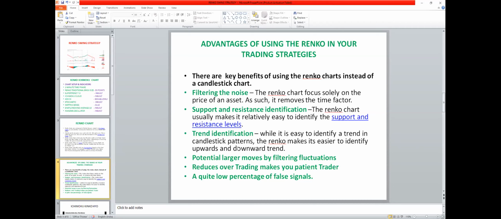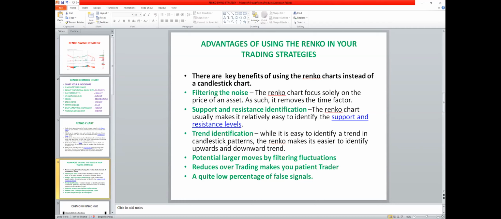And the main advantage of this is trend identification. In Renko charts, it is easy to identify a trend, in candlesticks also, but Renko makes it easier to identify upward and downward trends. That is also the biggest advantage of the Renko chart.